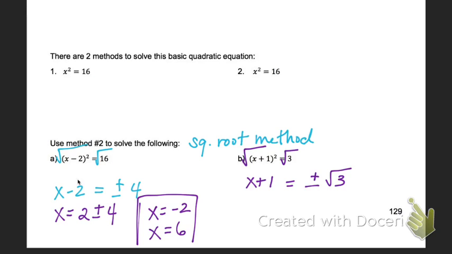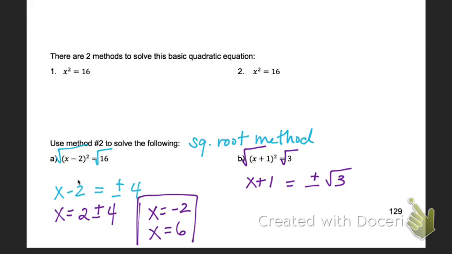Question. Why wouldn't we set it equal to zero? Because we can't factor when it looks like this. So on these types of problems, you won't try to factor it because it's already factored as much as it can be.